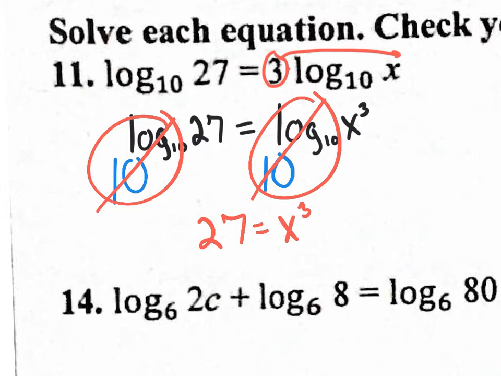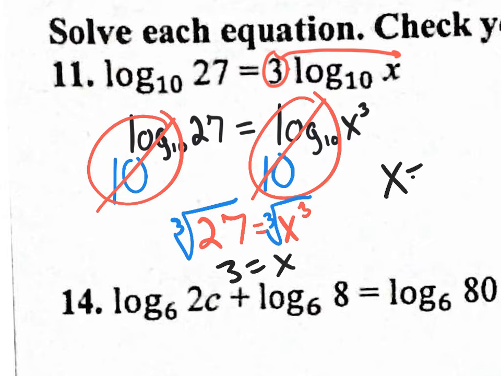I need to get rid of that x cubed. I want to solve, I want to get x by itself. So to get rid of an x cubed, you're going to apply the inverse of a power of 3, which is the root of 3. So you're going to apply a third root to both sides of your equation. Then you'll get 3 equals x as your final answer. X equals 3.